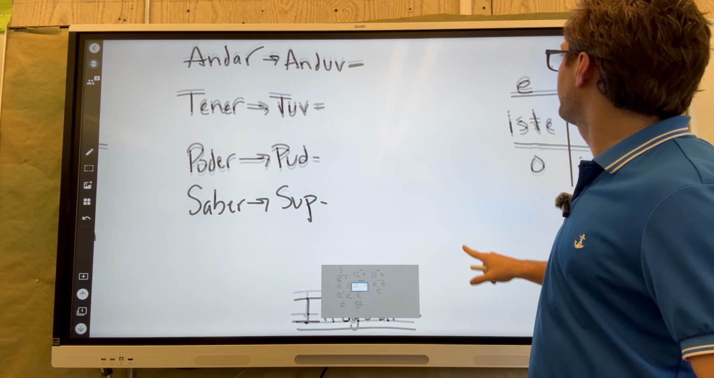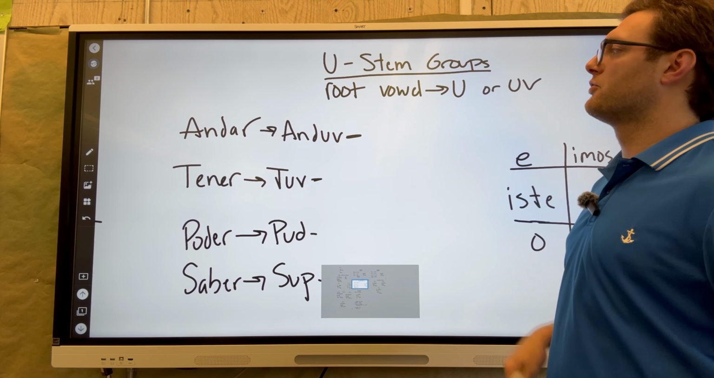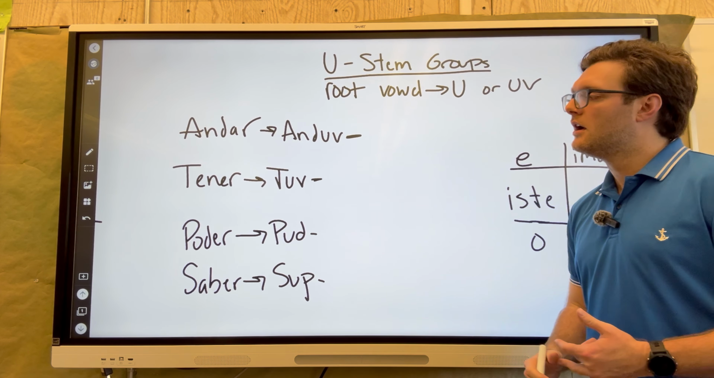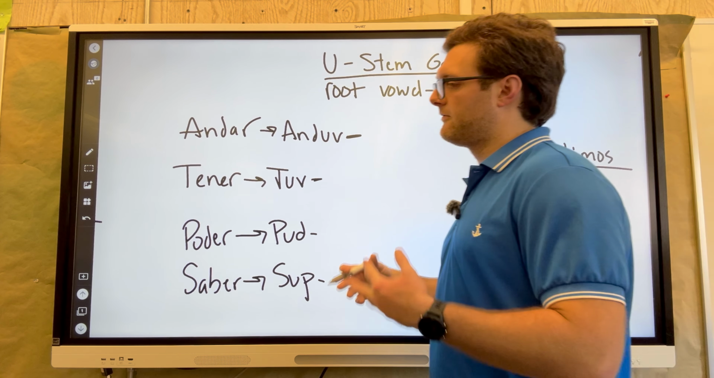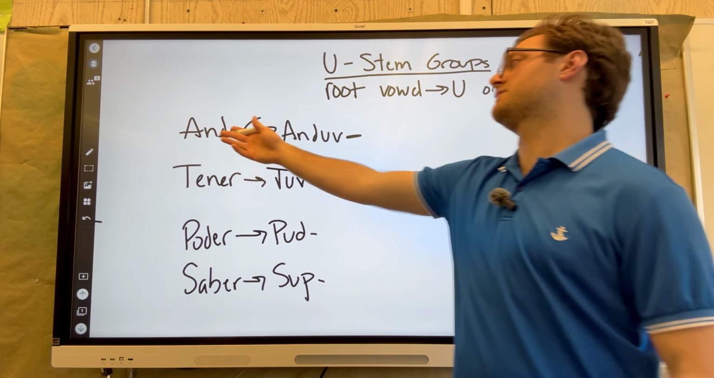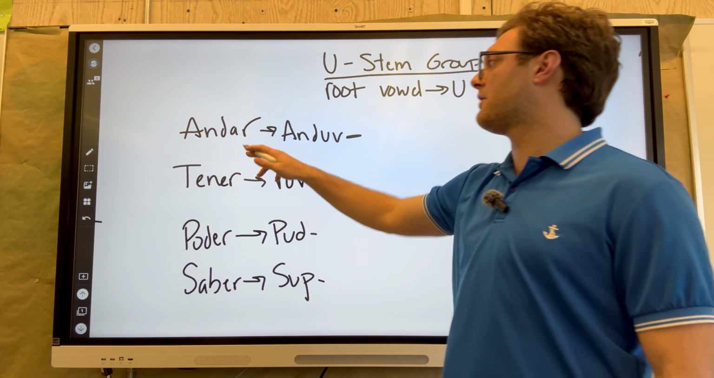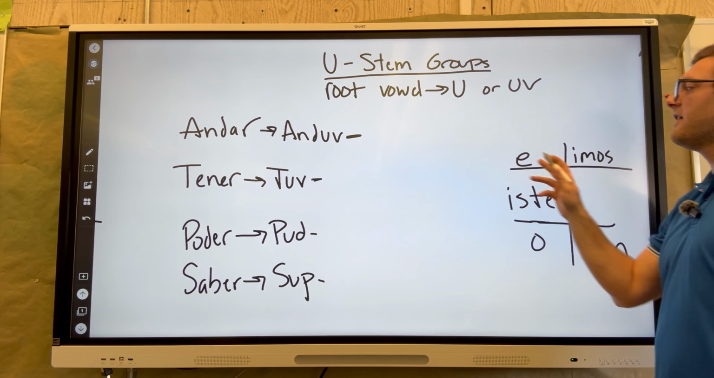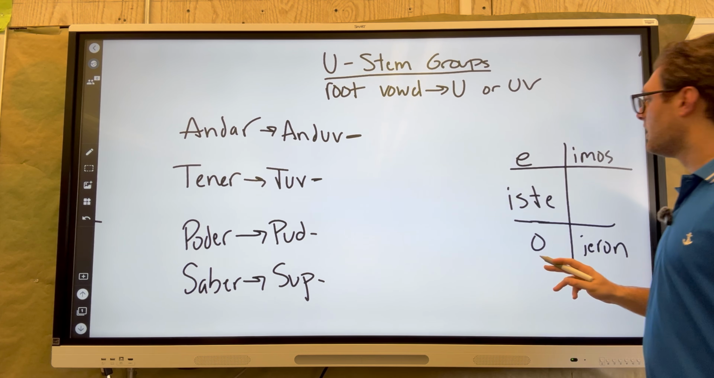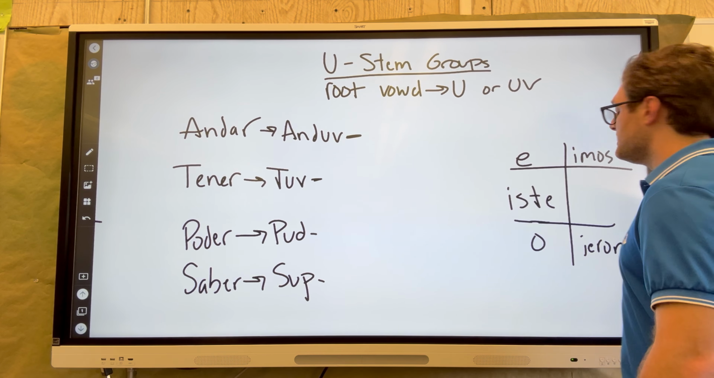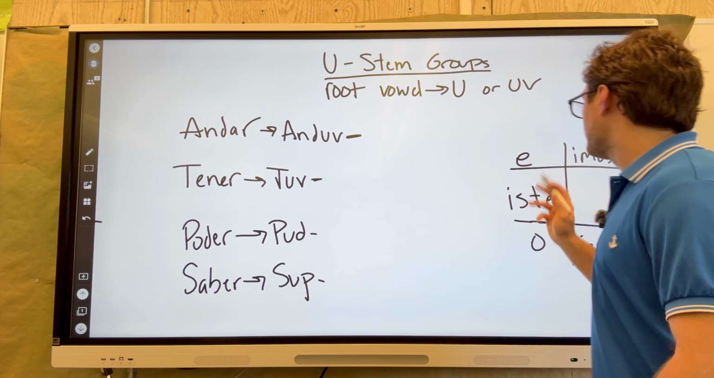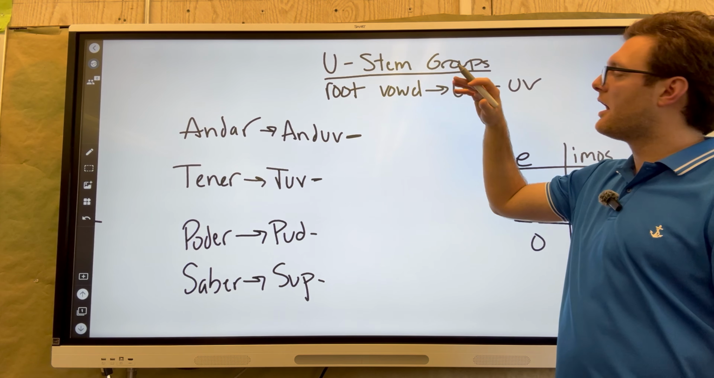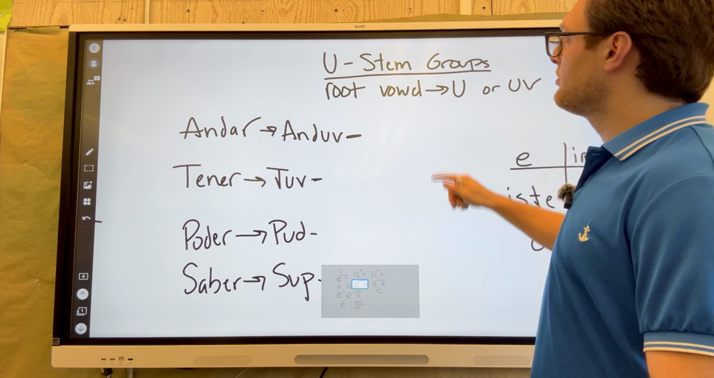So our first example are our U stem groups. These ones change from whatever letters they have. They throw a U in at their first vowel. So andar, it starts with the A. That one doesn't count. But then the first vowel becomes anduv. Tener is tuv. So anduve, anduviste, tuvo, tuvimos, pudieron, pudiste, supe, supo. All right? These are our U stem, U or UV irregulars in the preterite.